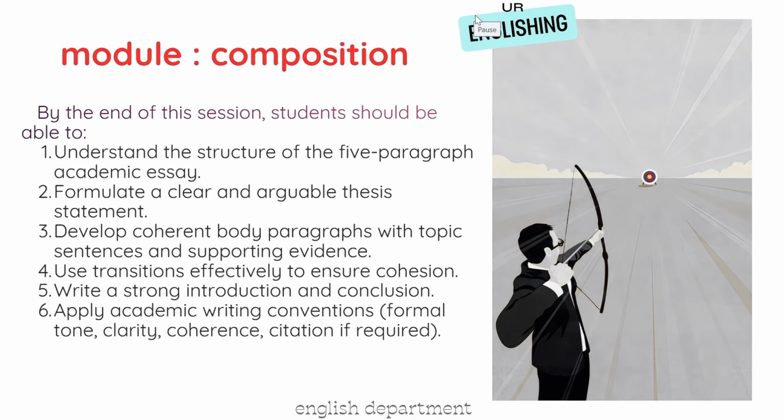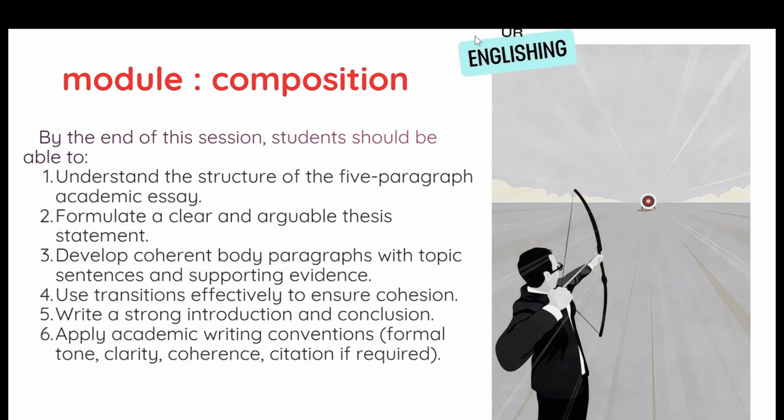Okay, so by the end of this session, students should be able to understand the structure of the 5-paragraph academic essay, formulate a clear and arguable thesis statement, develop coherent body paragraphs with topic sentences and supporting evidence. Use transitions effectively to ensure cohesion. Write a strong introduction and conclusion. Apply academic writing conventions, formal tone, clarity, coherence, citation if required.